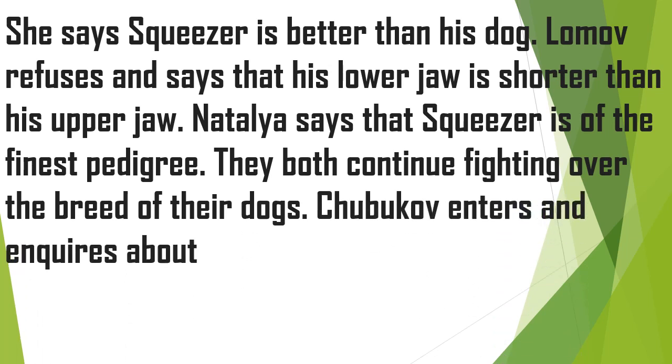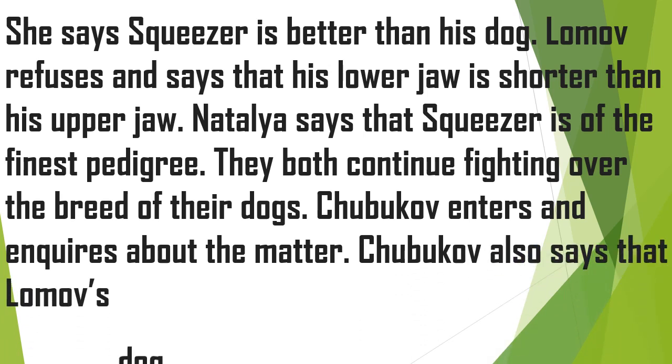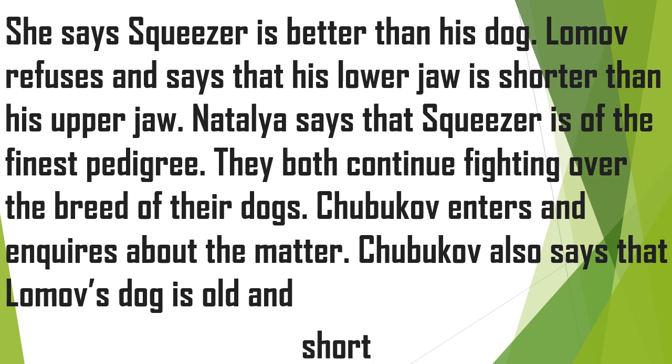Chubukov enters and inquires about the matter. Chubukov also says that Lomov's dog is old and short. So now the topic of quarrel was actually the dog. Natalia says that her dog Squeezer, which she purchased for 85 rubles, is better than his dog Guess. So they both start fighting over the qualities of their dogs. And in the same way Chubukov takes the side of Natalia.